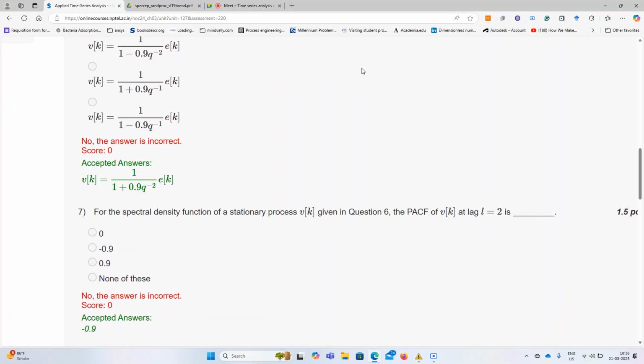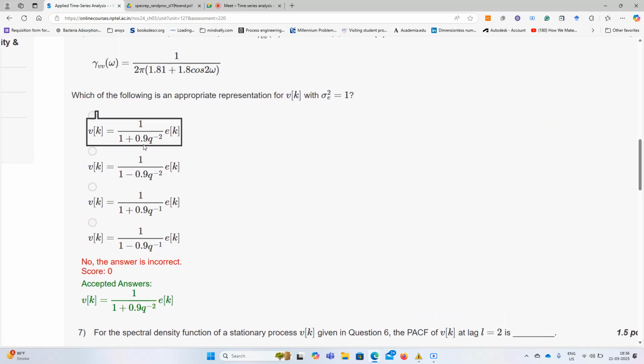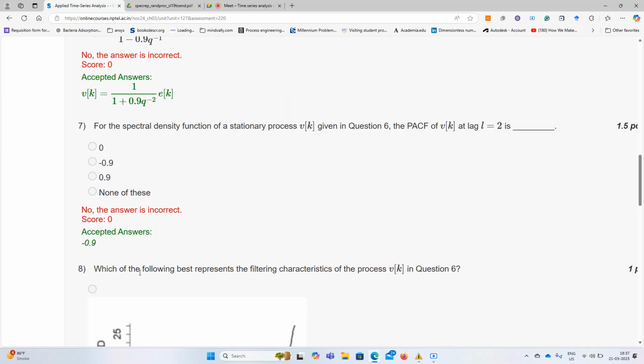For the spectral density function of a stationary process Vk given in question 6, the PACF of Vk at lag L equals 2 is, since it's lag, it will be negative, so it's minus 0.9. Here you can see minus of minus, L minus L will be here, so it's minus 0.9.